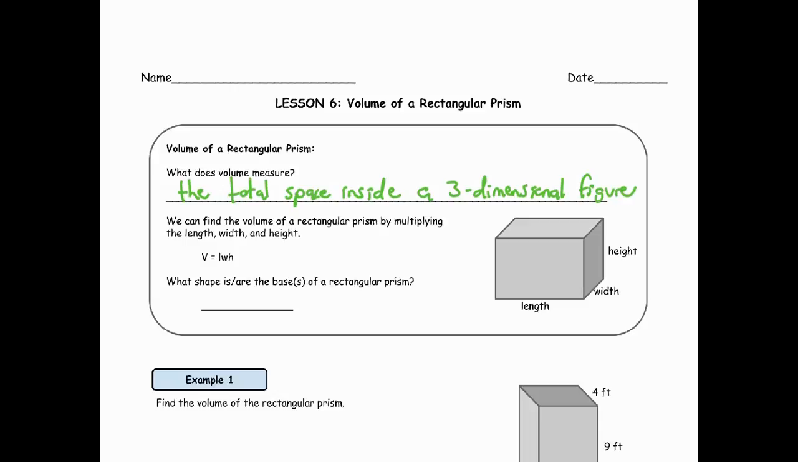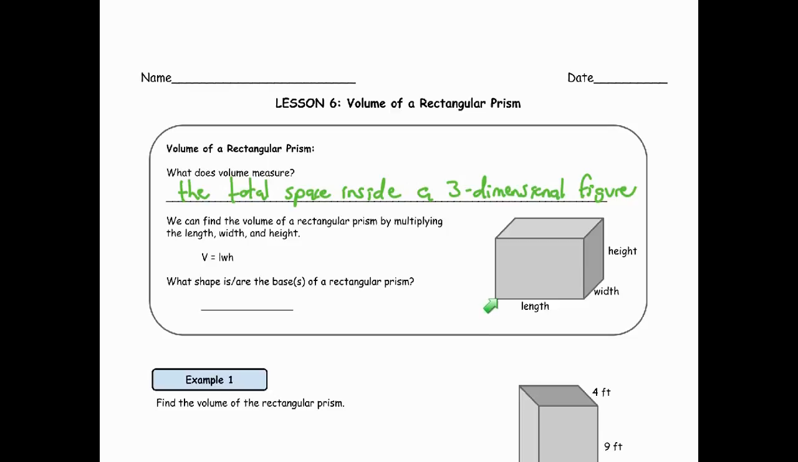We can find the volume of a rectangular prism by multiplying the length, the width, and the height. Or in other words, the formula for finding the volume of a rectangular prism is length times width times height. So if we look over at the rectangular prism here in the bubble, we can see the length, the width, and the height. What shape is or are the base or bases of a rectangular prism?